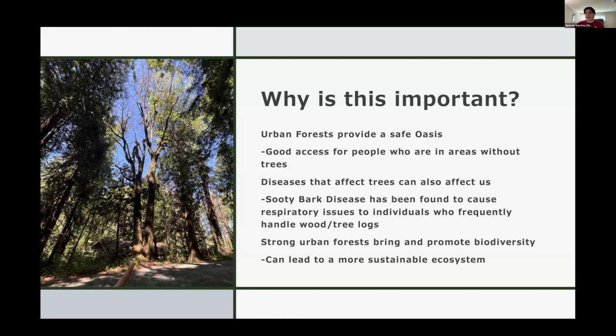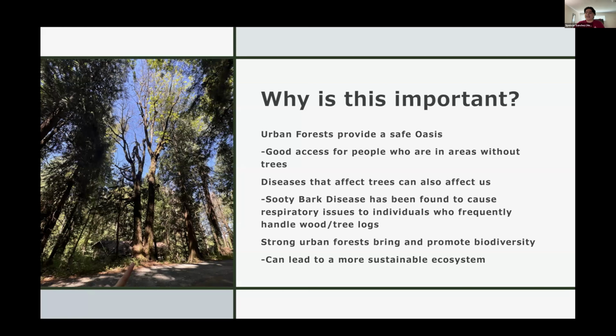Another factor is that the diseases that affect trees can also affect us. Sooty Bark Disease has been found to cause respiratory issues in individuals, more so those who frequently handle wood and work in sawmills, handling tree logs a lot more on a day-to-day basis. While walking past a tree with Sooty Bark Disease can't cause these respiratory issues immediately, prolonged exposure could. So if this issue continues or even worsens, this may become more of a worry for us. And hopefully before that point, we can get more involved and allocate more resources to this issue.